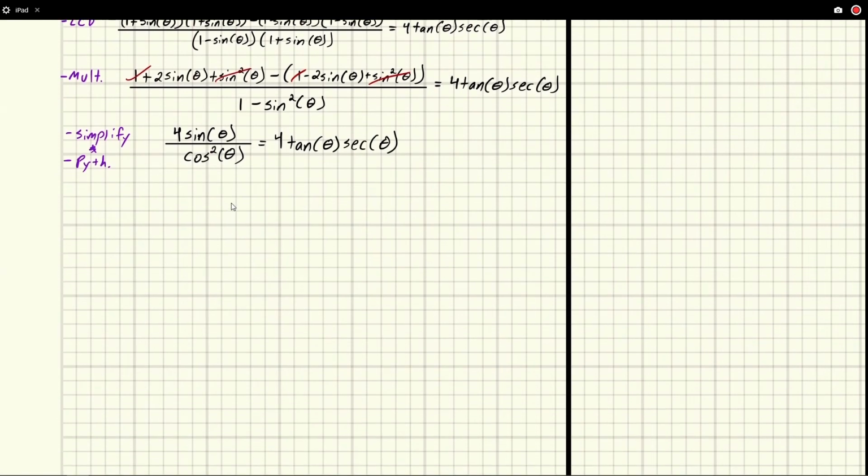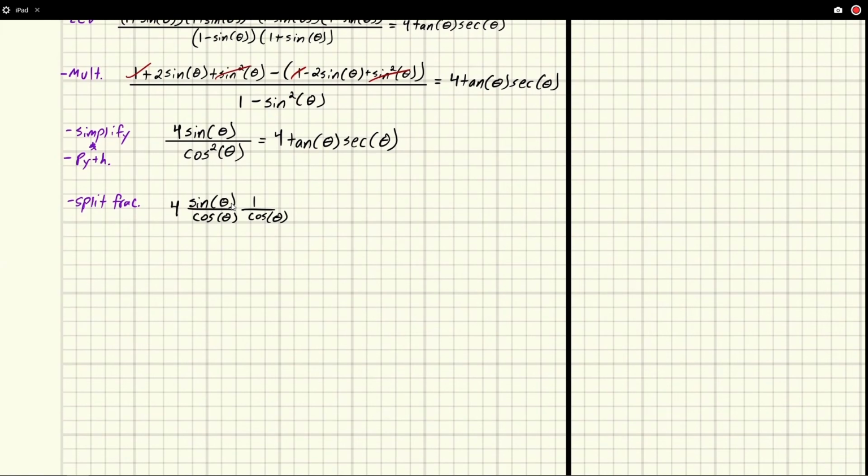All right, still have not touched the other side, so we're still good to go. Looking at this, we can get to this just by splitting the sine and the cosine up. So let me write that out. Split fraction. What I mean by that is we're going to pop the 4 out to the front. We're going to have a sine theta over a cosine theta, and then I'm going to multiply by 1 over cosine theta. All I did was split the fraction apart. I took the cosine squared and split it apart so that it becomes really apparent what our next step will be.